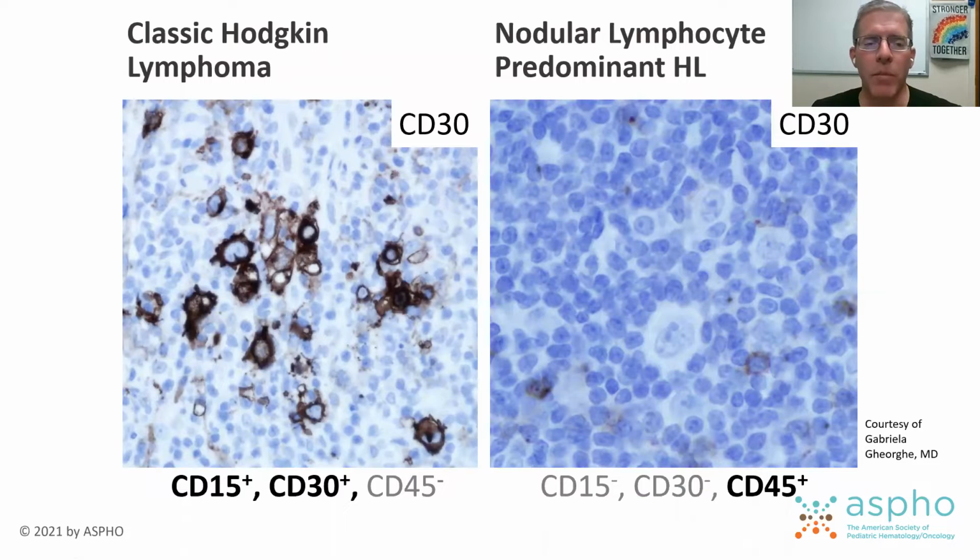We also use immunophenotyping to distinguish between them. This is staining specifically for CD30, and classic Hodgkin lymphoma is positive for CD30, whereas nodular lymphocyte predominant is not. The thing to remember is classic Hodgkin lymphoma is positive for 15 and CD30, whereas nodular lymphocyte predominant is positive for CD45. And the way you remember that is 15 plus 30 is 45.